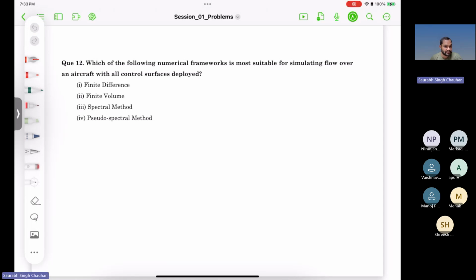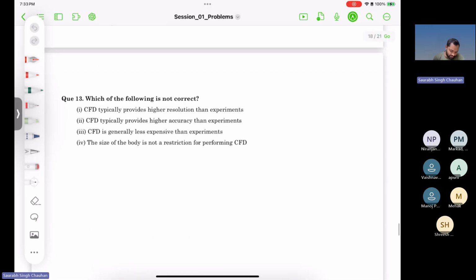This has been discussed in the lecture, and these finite difference, finite volume, and spectral methods will be discussed in more detail in upcoming lectures. But as you know, for unstructured mesh, for complex geometries, the finite volume method works best, right? Okay. So moving to the next question.